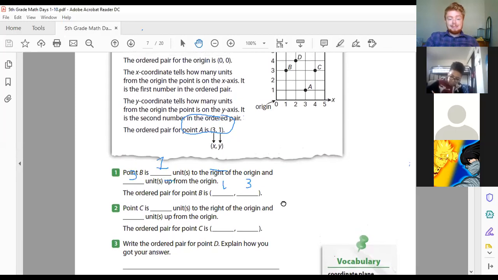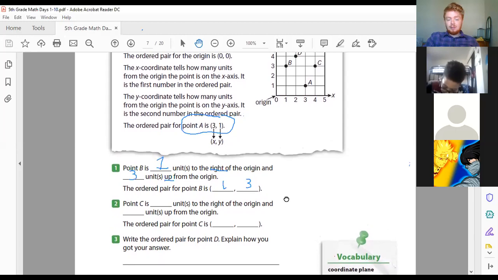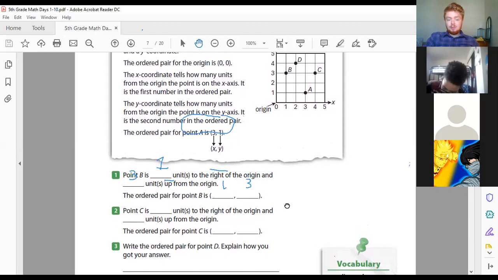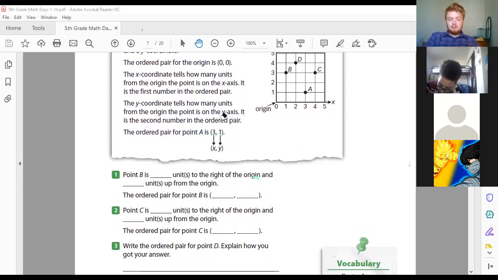So point C. Oh, I guess I have to leave it like this. I'm going to screw it up just a little bit. Okay. Let me erase. Cool.